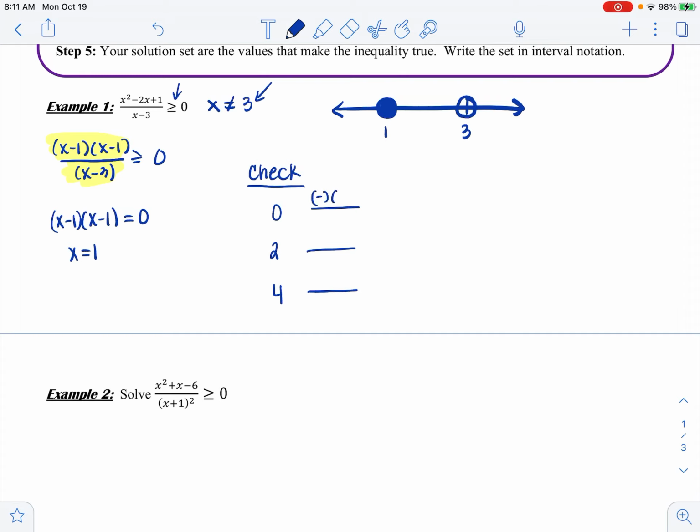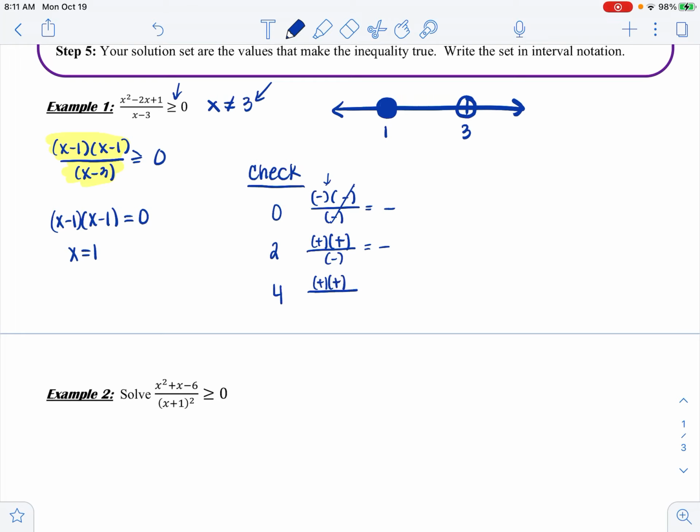Okay, so I'm going to plug in 0. 0 minus 1 is negative 1, so that's negative. 0 minus 1 is negative. 0 minus 3 is negative. So you have a negative times a negative, which is a positive, divided by a negative, which is still negative. Another way of looking at it is these 2 cancel, but you still have this one, right? Okay, next we have to plug in 2. 2 minus 1 is positive. 2 minus 1 is positive, and then 2 minus 3 is negative. So you have a positive divided by a negative, which is negative.